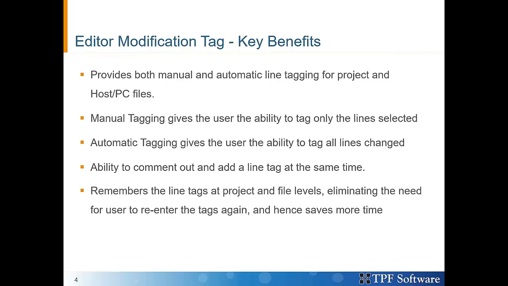The manual tagging gives the user the ability to tag only the lines selected, and it can be multiple lines. The automatic tagging also gives the user the ability to tag all lines that have changed automatically. And we have the ability to comment out and add a line tag at the same time in the same keystroke. And the tags get remembered at the project and file levels, eliminating the need for the user to re-enter the tags again, and this hence saves more time.